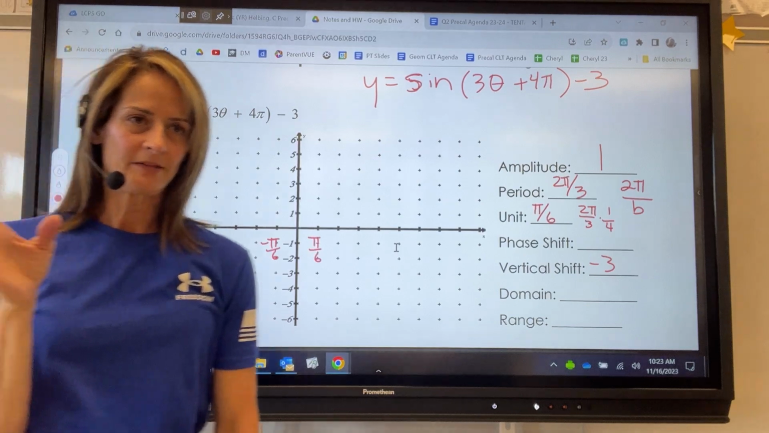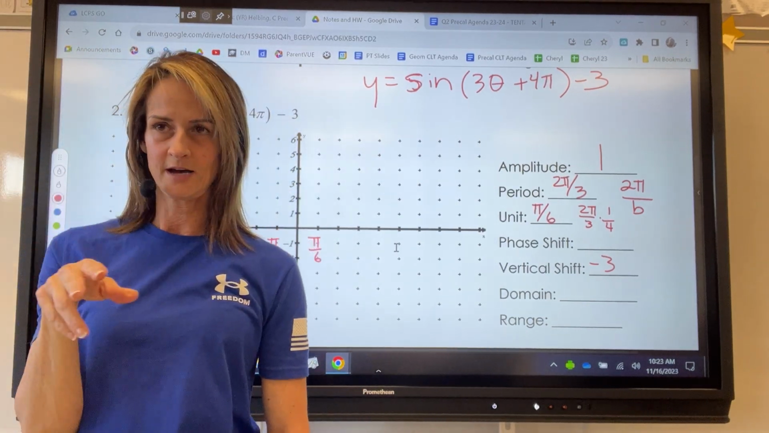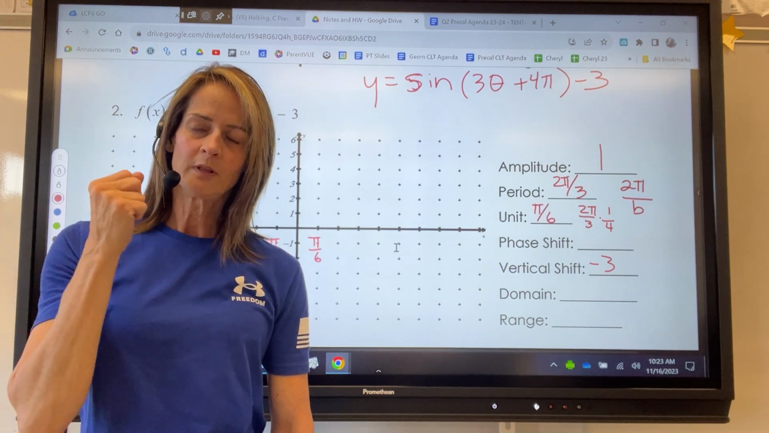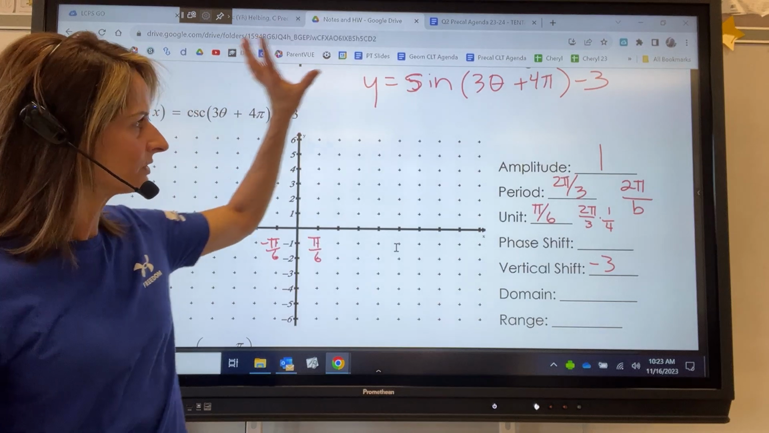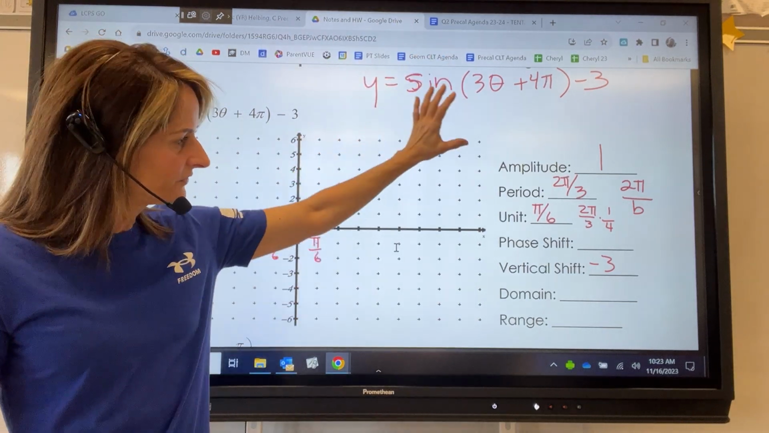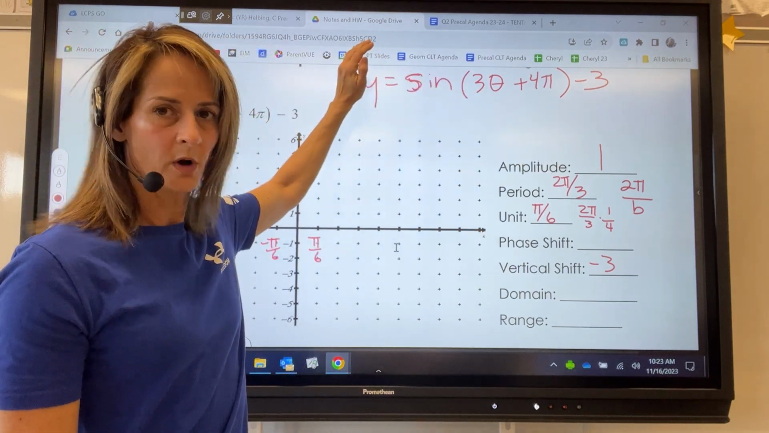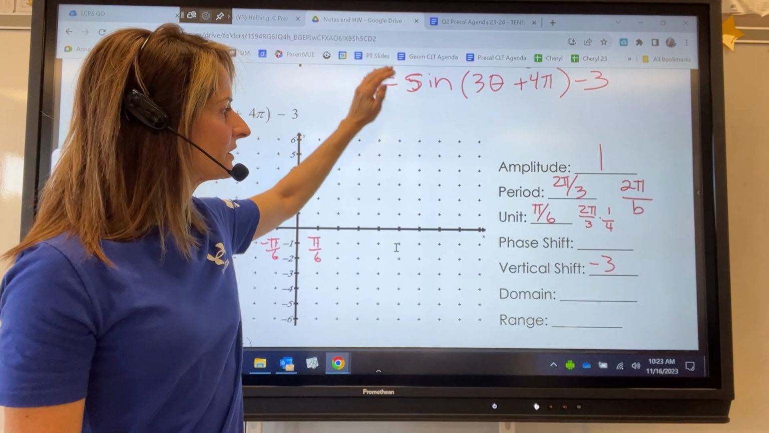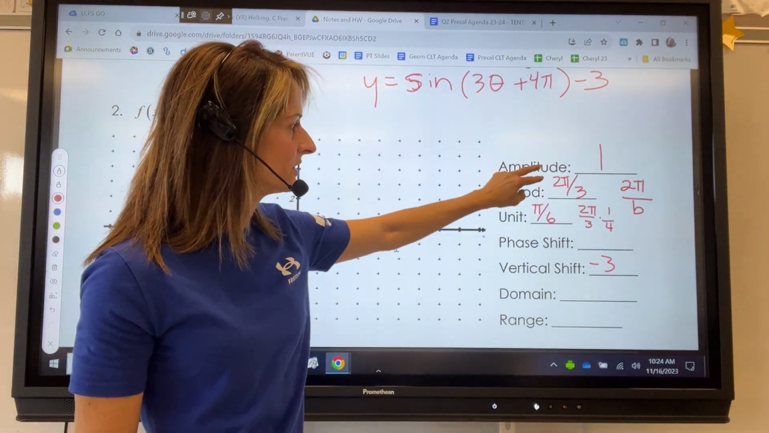The way we want to think about this is we first think about the reciprocal function to cosecant, which is sine. We want to plot the points of the sine function. I went ahead and rewrote it first as a sine function and started filling in some of the information here. The amplitude of this sine function is 1. The period is 2 pi over b. b is 3, so the period is 2 pi over 3.